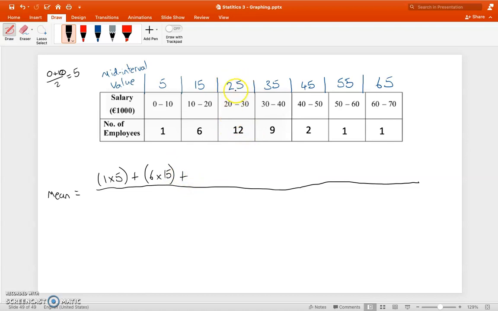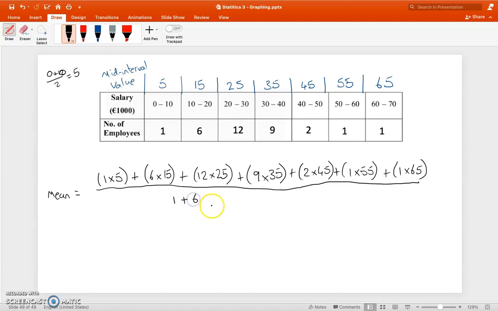this 12 multiplied by the mid-interval value here, which is 25, so 12 times 25, plus the 9 multiplied by its mid-interval value, 35, so 9 times 35, plus the 2 multiplied by 45, so 2 times 45, plus the 1 multiplied by 55, and the 1 multiplied by 65. This is all over the total number of employees, so this is a fraction. To find that, we add up the whole bottom line: 1 plus 6 plus 12 plus 9 plus 2 plus 1 plus 1.